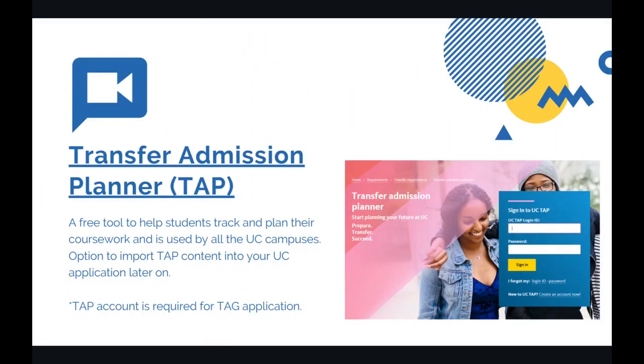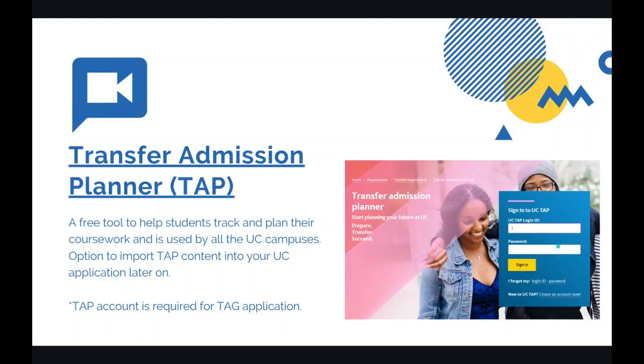Another tool that can be utilized is the Transfer Admission Planner, also known as TAP. It is a free tool to help students track and plan their coursework and is used by all UC campuses. The option to import TAP content into your UC application will actually come at a later time. And the TAP account is required for the TAG application. This is one that students can get confused with the TAG application.